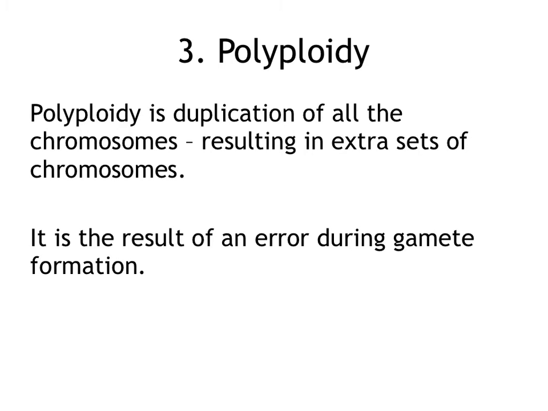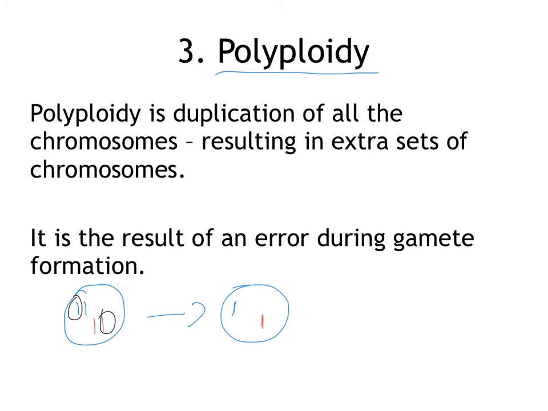We're going to go on and have a look at this special type of duplication of chromosomes, called polyploidy. What happens with that is it results in an extra set of chromosomes, and it's the result of an error during gamete formation. Usually when gametes are formed, you've got matching sets of chromosomes, and you would end up with gametes with half the number of chromosomes. So just one of these chromosomes ends up in the gamete.